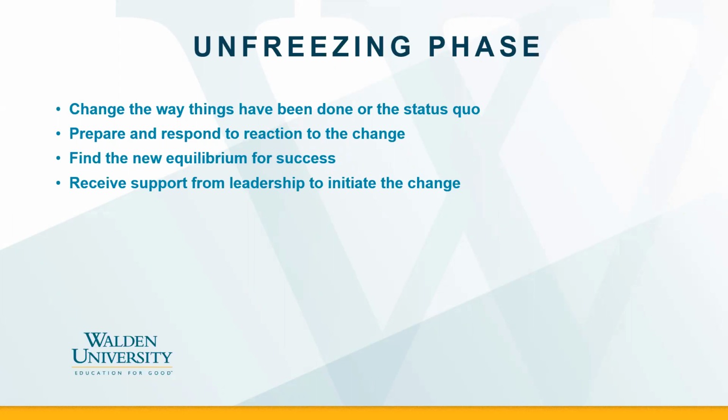Then you have to find the new equilibrium for success. Just like water molecules have to be in equilibrium, so does change. We have to be balanced. You can't have one extreme or the other. We have to find continual balance, and then we have to root into that balance in order for the change to be successful. And we have to receive support from our leadership to initiate the change. They have to provide us support, then in return, we provide our faculty support in order for that change process to begin. Next slide, please.